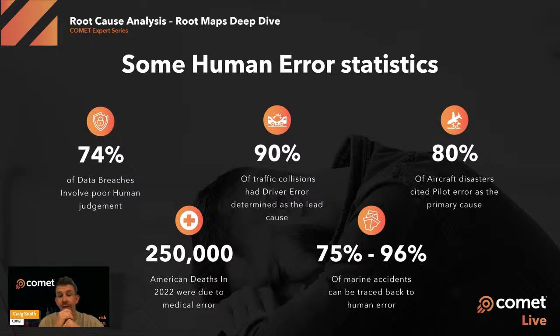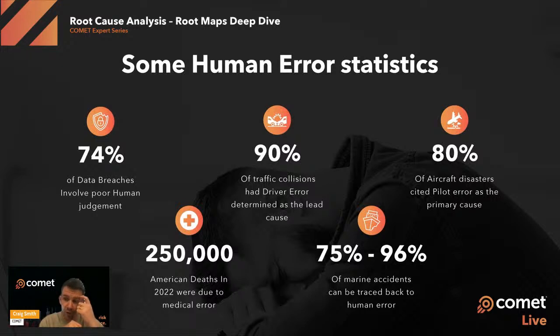75 to 96% of marine accidents can be tracked back to human error. For some of our American colleagues that are joining us, in 2022, obviously a huge industry, our healthcare and our private medical industry, 250,000 American deaths in 2022 were due to some form of a medical error. 74% of data breaches involve poor human judgment.